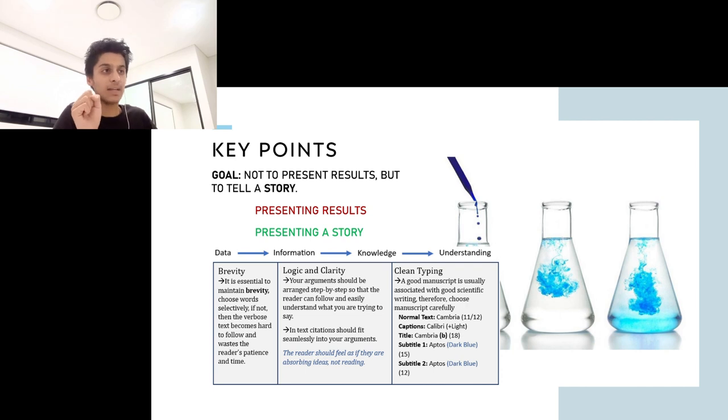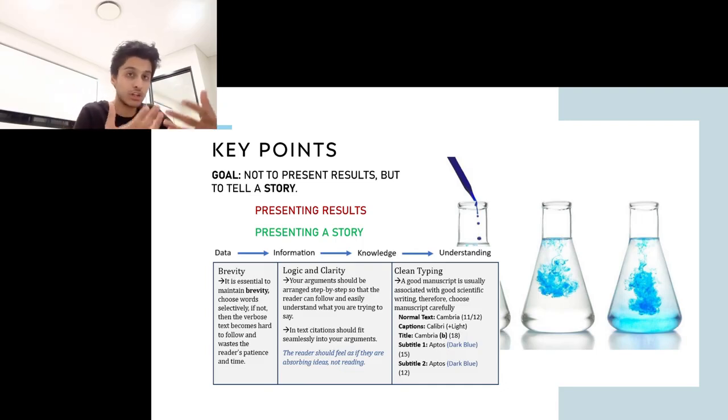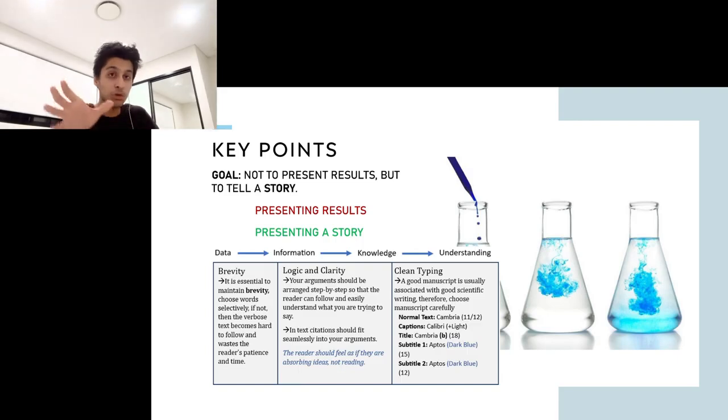Okay, next, clean typing. If it's well organized, the reader will naturally believe that there is good quality written text in here, even if it's not. A good organization can make up for bad language. So you want to have a good manuscript, and you want to make it something that suits your own style, but also looks like something straight out of a scientific journal.